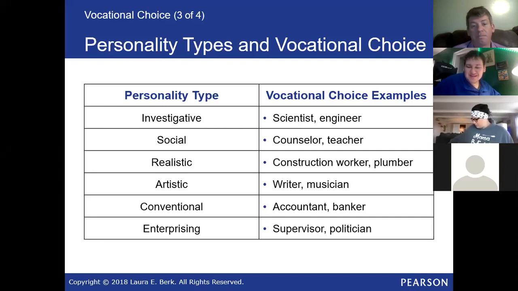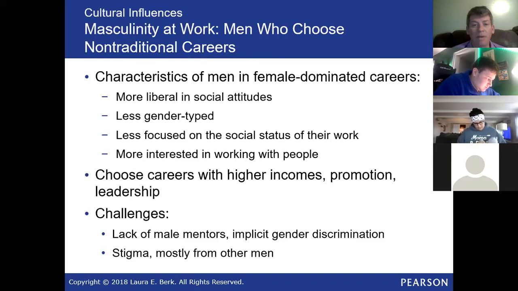So, personality types and typical vocational choice. If you have the investigative personality type, maybe a scientist or an engineer. Social, a counselor or a teacher. Realistic, a construction worker, a plumber. Artistic, a writer, a musician. Conventional, accountant, a banker. Enterprising, maybe a supervisor or a politician.